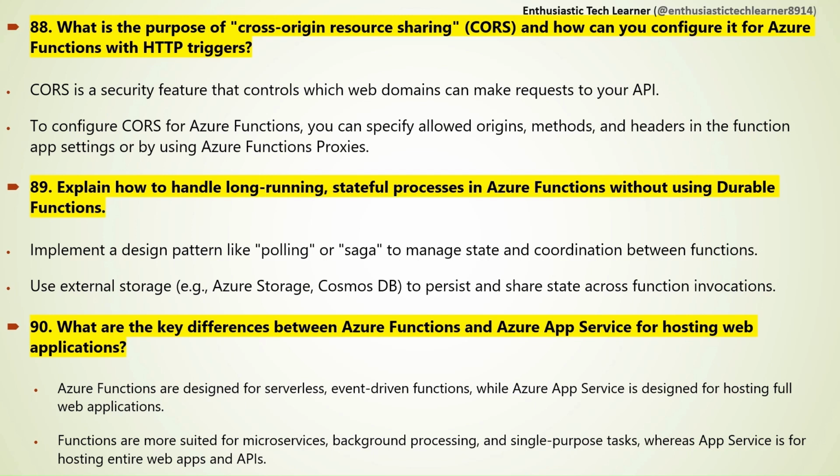Explain how to handle long-running, stateful processes in Azure Functions without using durable functions. Implement a design pattern like polling or saga to manage state and coordination between functions. Use external storage, for example Azure Storage or Cosmos DB, to persist and share state across function invocations.